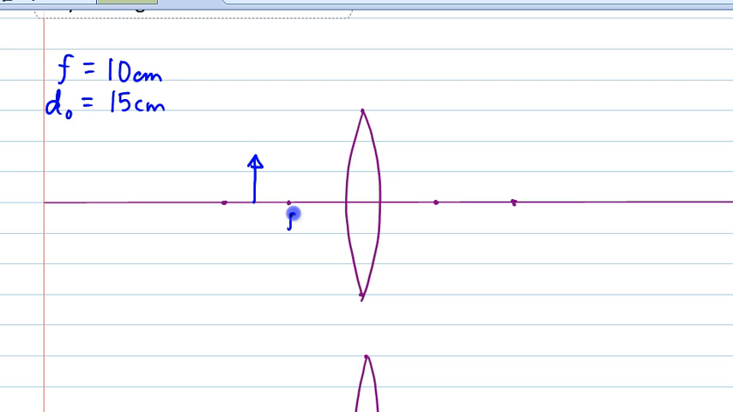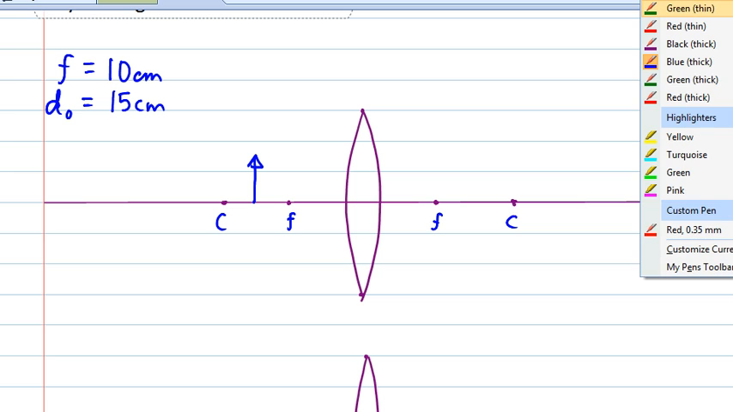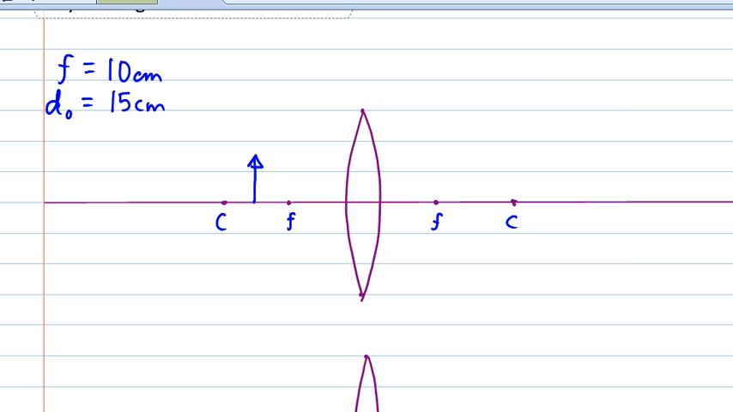So that means that this is F, and this is also F. And then I have two centers as well. And remember again that the front center and focus refer to the back curve and vice versa. Okay, so my first ray is going to go in parallel. It's going to start at the object and go in parallel.